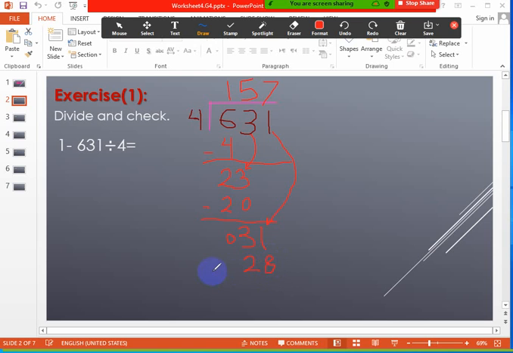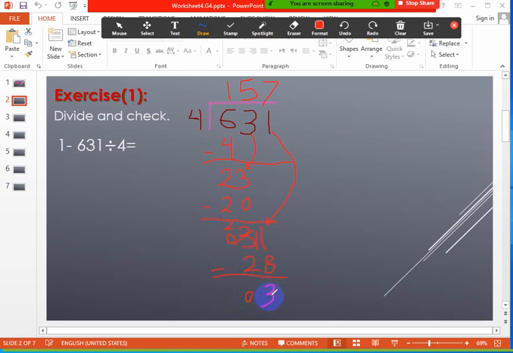Then I will subtract 1 minus 8. I can't take 8 from the 1. What I have to do, I have to borrow. I will borrow from the 3. It will be 2. And the 1 will be 11. Now 11 minus 8 equals what? Equals 3. Very good. And 2 minus 2 equals 0.